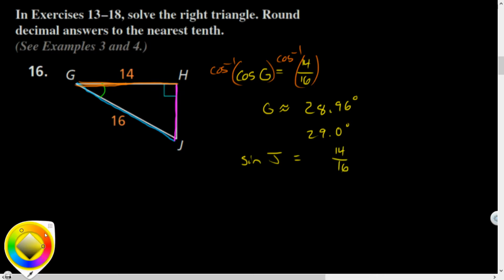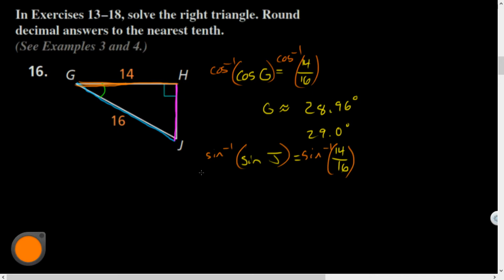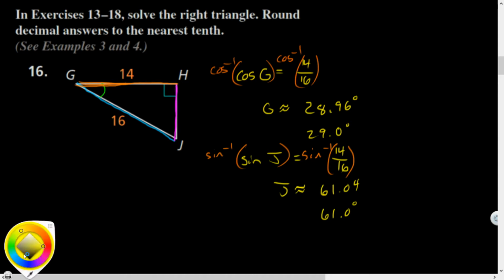And to get J by itself, what do? Sine inverse, which I like to call sinverse. Sinverse, both sides. So J is going to be second sine inverse of 14/16, close parentheses, and I get 61.04, which we'll just call 61.0 degrees. And that's always an approximation, or mostly always, unless it's like a 30, 60, 90. So 61 degrees. Now that's two pieces of information that I have.